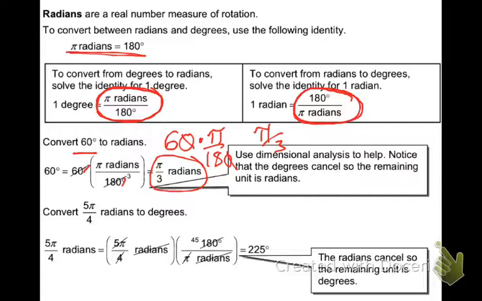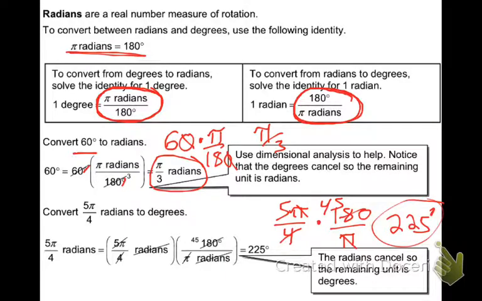To go the other way now, let's say I have 5 pi over 4 radians to degrees. Well, I'm going to take 5 pi over 4 and multiply by 180 over pi. My pi's cancel. Now I can simplify: 4 goes into 180, I believe, 45 times. 5 times 45 gets me 225. I get 225 degrees.